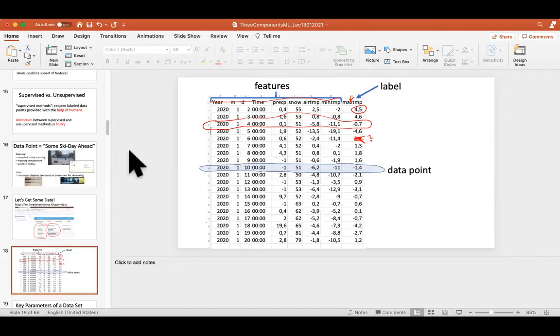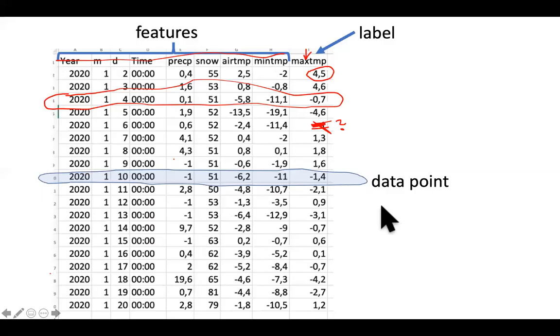Okay, so we just downloaded the data from the Finnish Meteorological Institute, and we choose the maximum temperature as the label, and all the other columns could be features. So this is just a design choice.